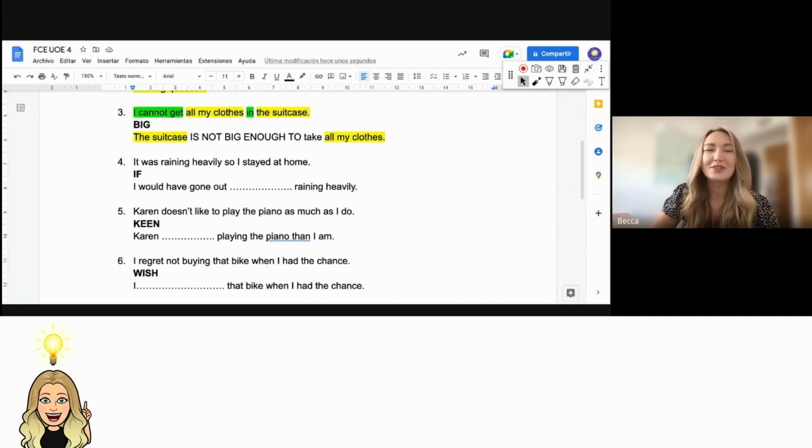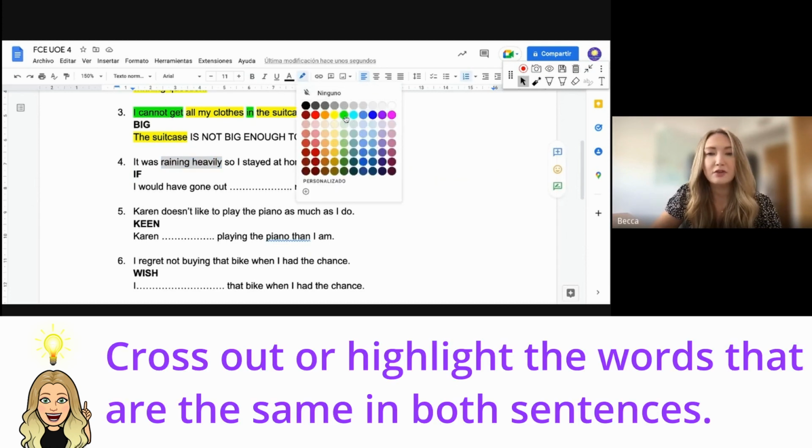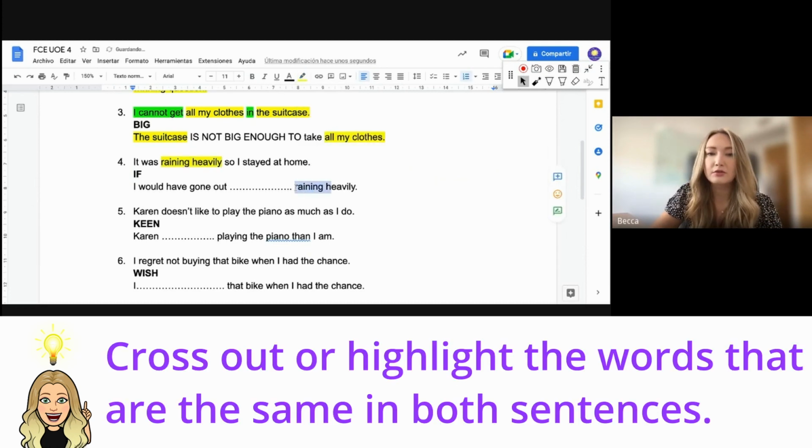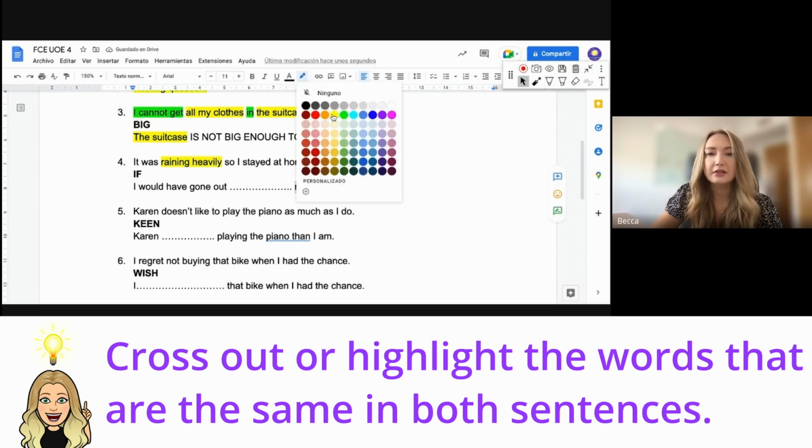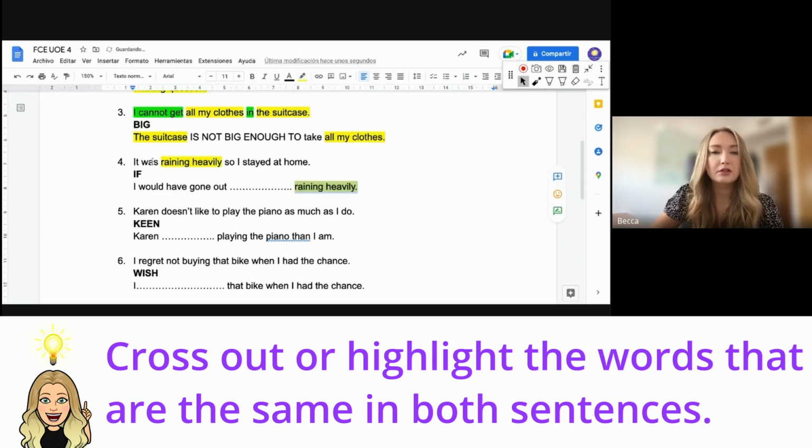All right, so let's move on to number 4. Number 4 says, it was raining heavily, so I stayed at home. And we have the word if. This should tell you something already about the next sentence. We have, I would have gone out, something, raining heavily. Okay, so raining heavily is in the first sentence. It's also in the second sentence.